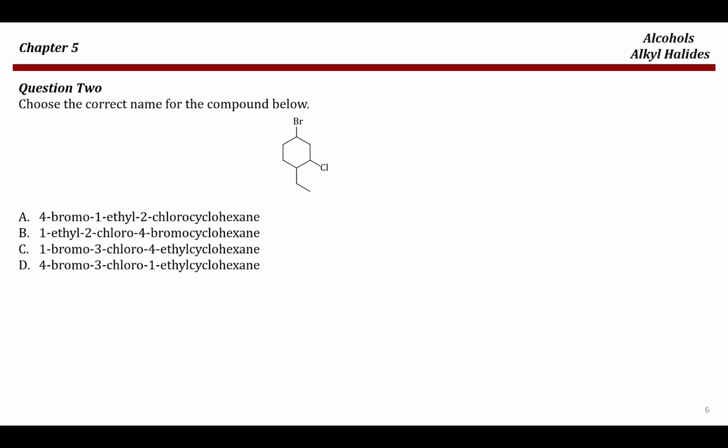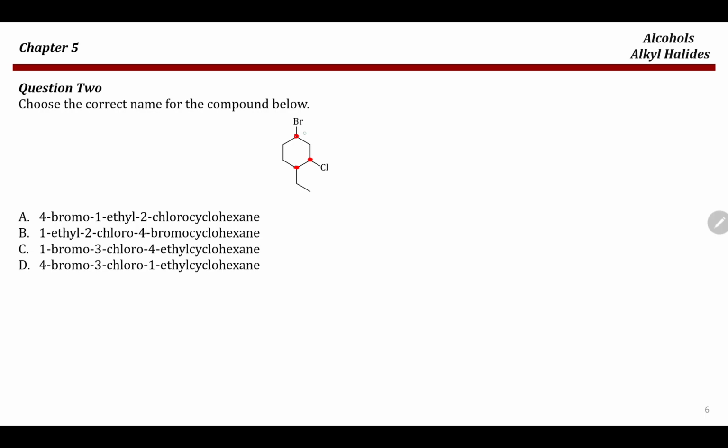So this is how we name alkyl halides. Finally, let's check our understanding by trying to name this compound. So this is a cyclohexane for sure, and then the branches are bromo, chloro, and pay attention to alphabetical order, and ethyl. So B is first, Cl second, and then ethyl is the last one.